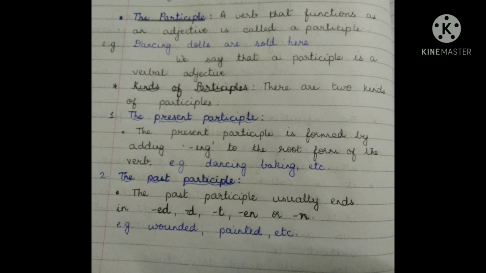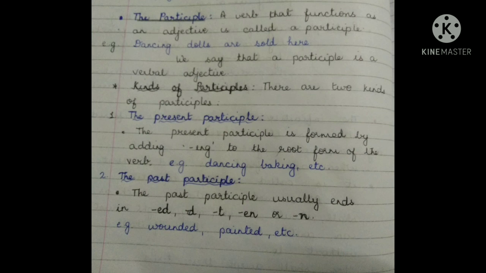Now something about the next non-finite verb, which is the participle. A verb that functions as an adjective in a sentence is called a participle. Now let us see it with an example. Dancing dolls are sold here. So dancing is a verb, and it also works as an adjective which adds some meaning to the word dolls in a sentence. So we can say that a participle is a verbal adjective.